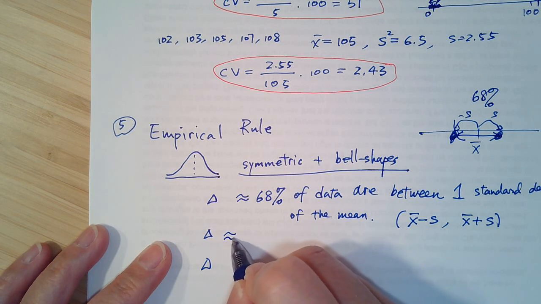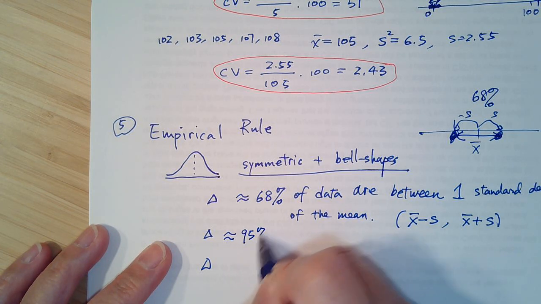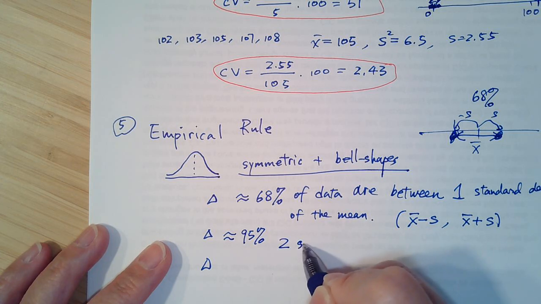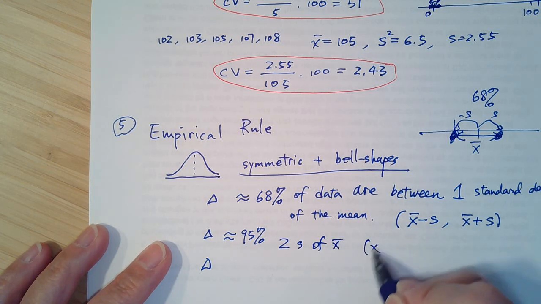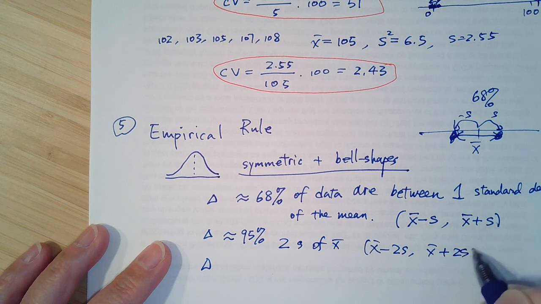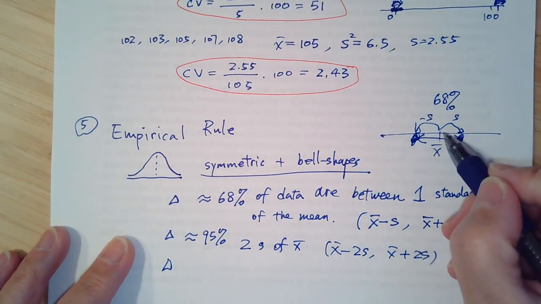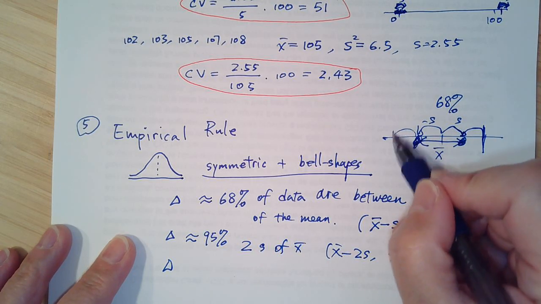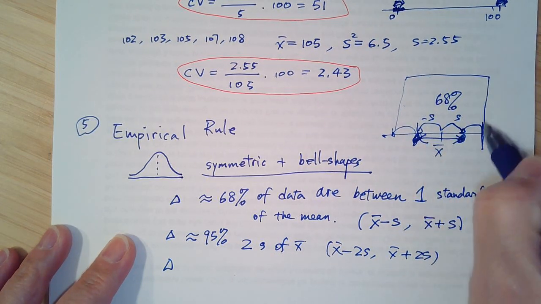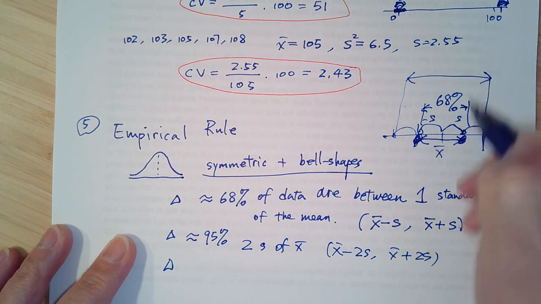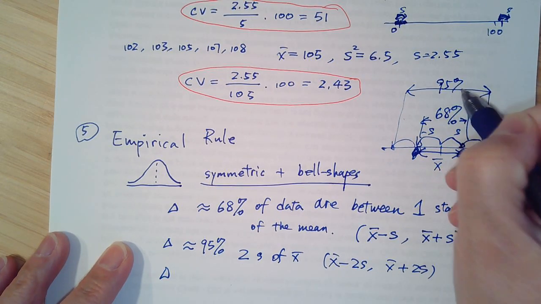It's approximately 95% of the data are within 2 standard deviations, 2s of x bar, which is x bar minus 2 standard deviations and x bar plus 2 standard deviations. So if you look at this one, it's 1 standard deviation, 2 standard deviations up to here, so minus another one. So in this interval, we have about 95% of the data.